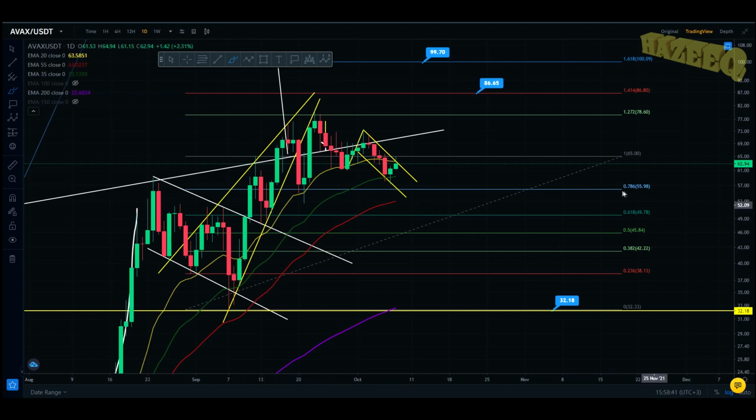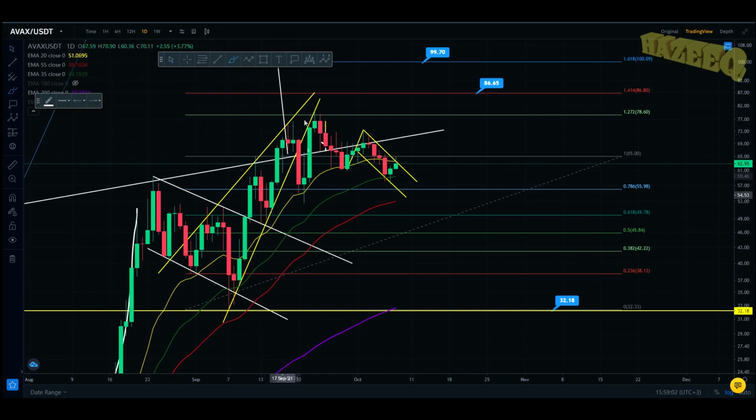Otherwise, you may just hold this 786 on the fib as support, because we do have this fib set up from the swing low on September 7th to the swing high on September 12th, okay? So yeah, two patterns playing out right now.